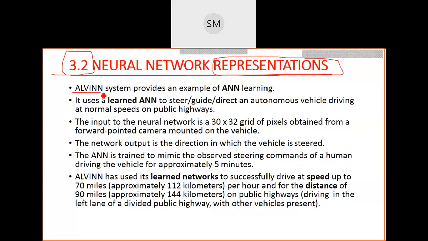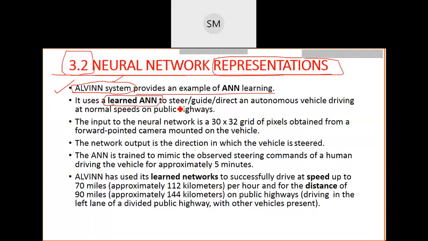So, the Alvin system. Alvin is nothing but an artificial neural network. Since it is a machine, a software, an algorithm, a network, that is an artificial neural network, we just name it the Alvin system. So it is providing us one example of artificial neural network learning. This system is going to use that learned artificial neural network. Learned means this artificial neural network is completely prepared now, completely trained, already developed.